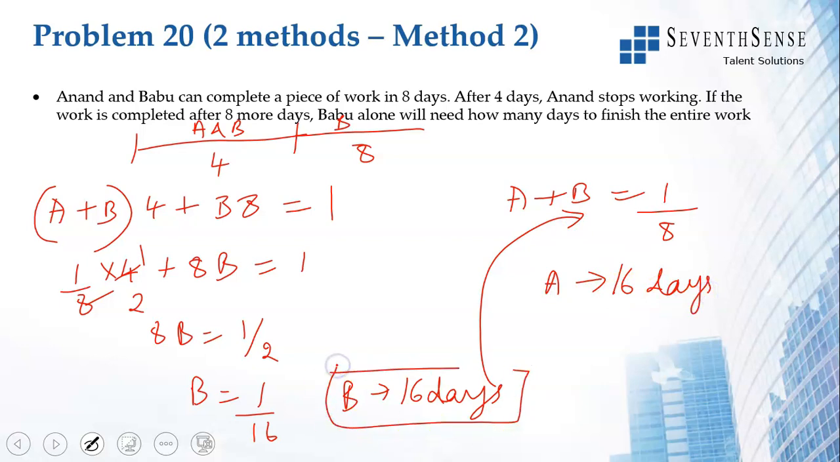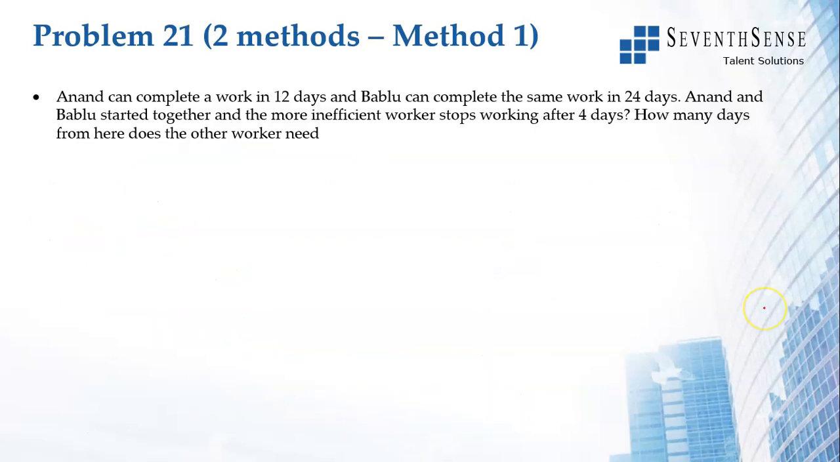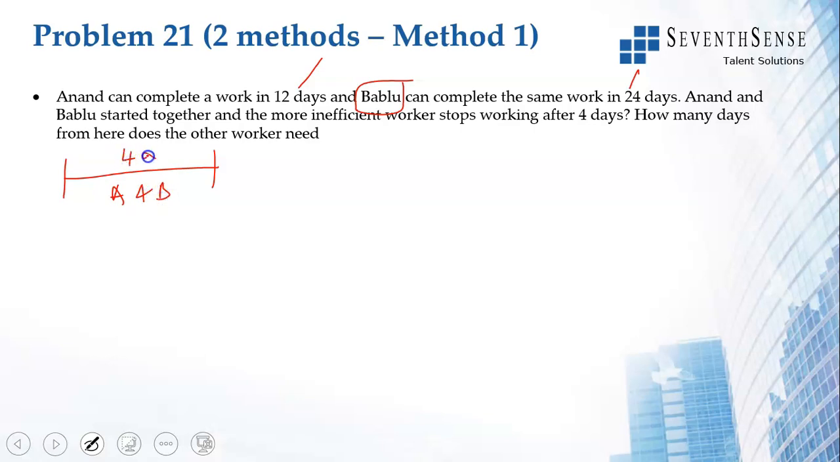So there are two methods to solve this particular problem. In this question, Anand can complete the work in 12 days and Bablu can complete the same work in 24 days. They both work together and the more inefficient worker stops working after 4 days. How many days from here does the other worker need? First of all, this person can finish in 12, this person can finish in 24, so this is the inefficient worker. He stops after 4 days. So for the first 4 days, both Anand and Bablu work. And after this, Anand alone works and we don't know the number of days he takes. And let's say it gets finished here.